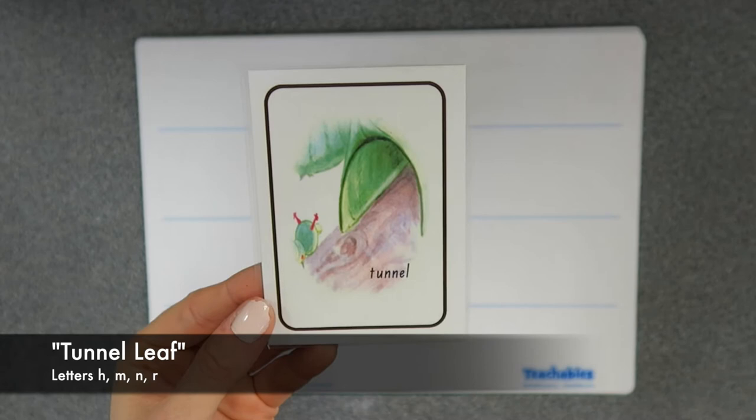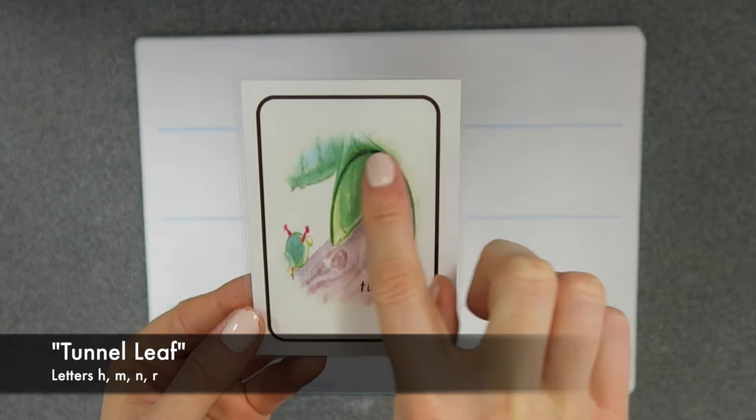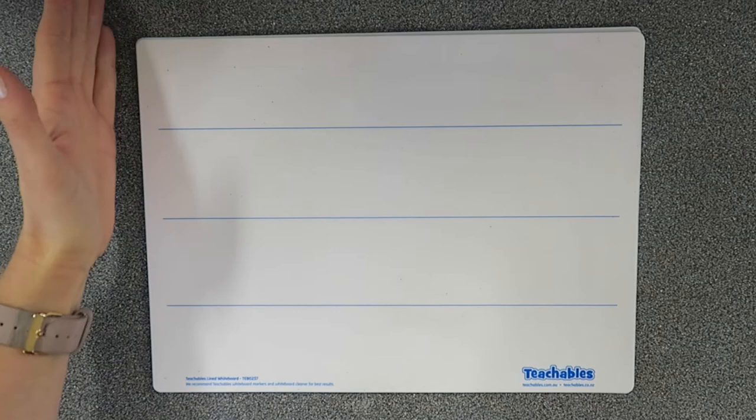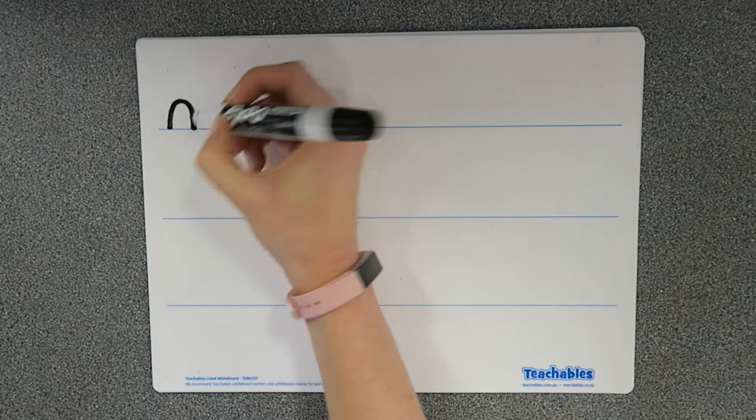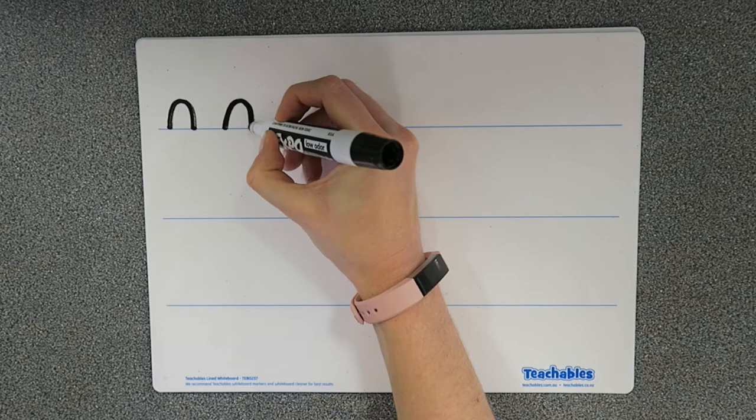Time to try our tunnel leaf shape now. Do you remember in the story when Casey was walking along the branch, she saw the leaf that was curled around and it looks like a tunnel? We're going to try it. So start on the left-hand side of your page and you begin with your pencil or your pen on the line. Then make a tunnel shape so it curves around to the line again. So start on the line, curve around, end on the line, just like that.